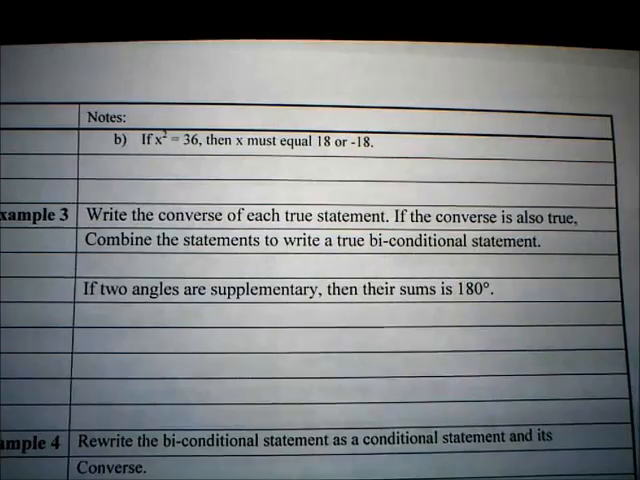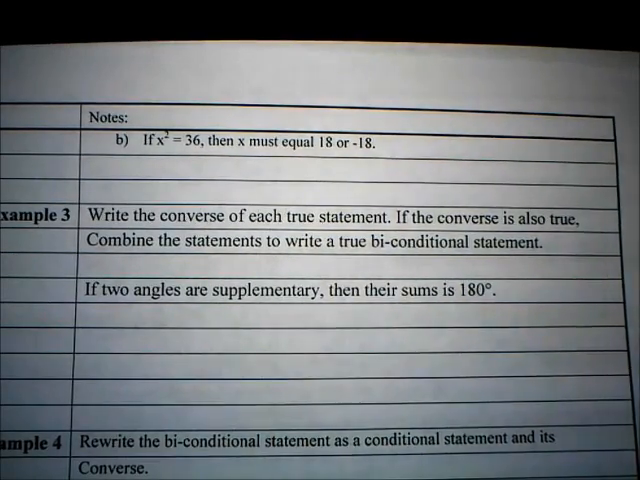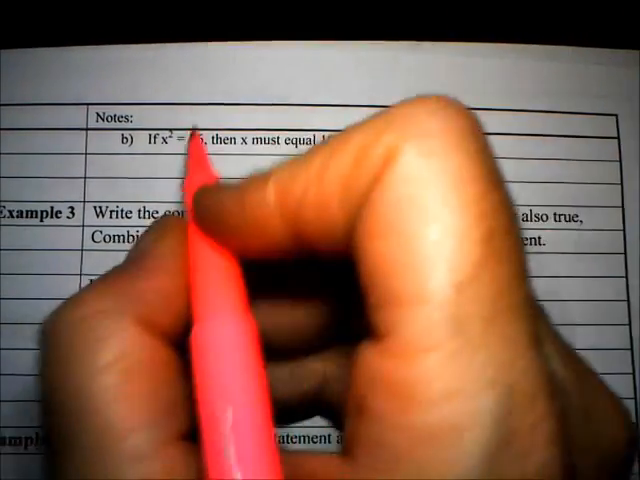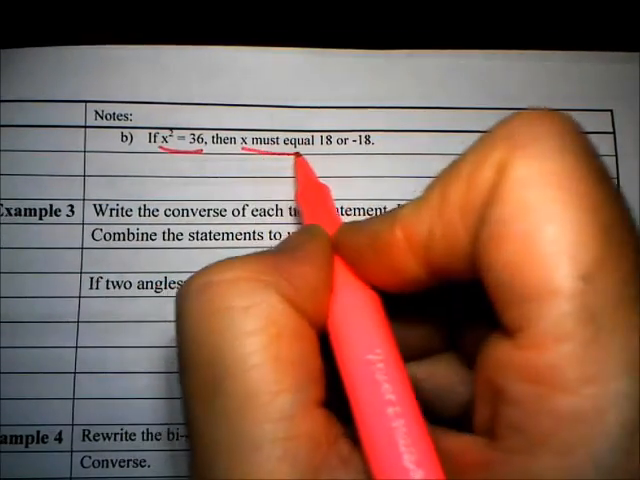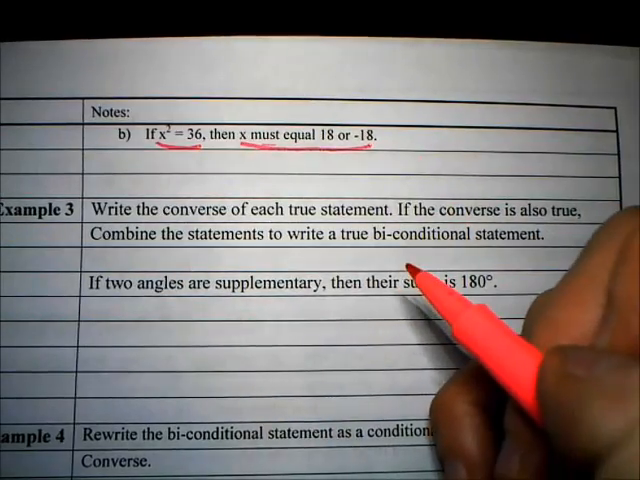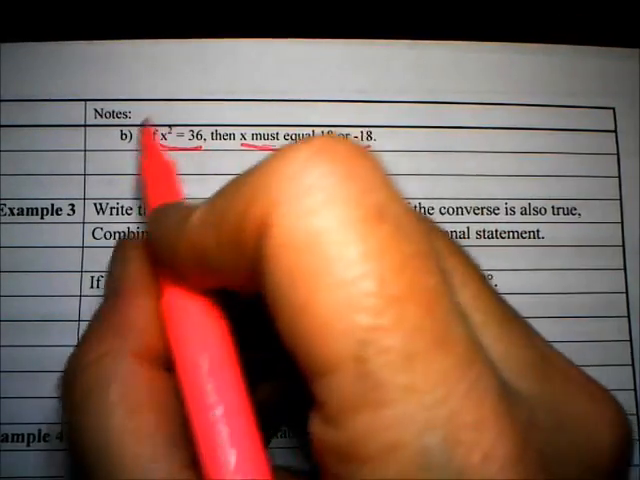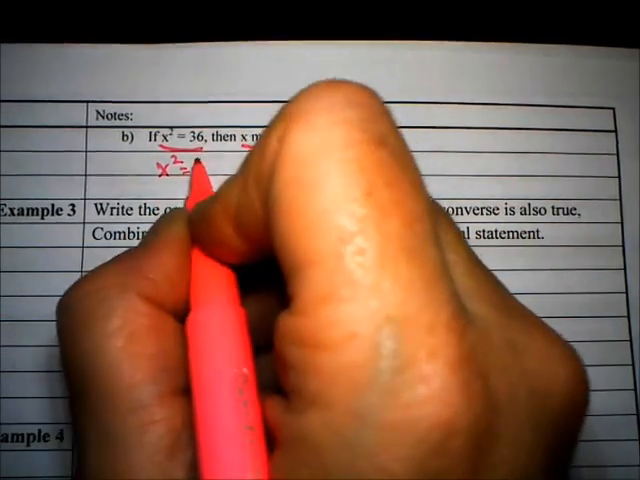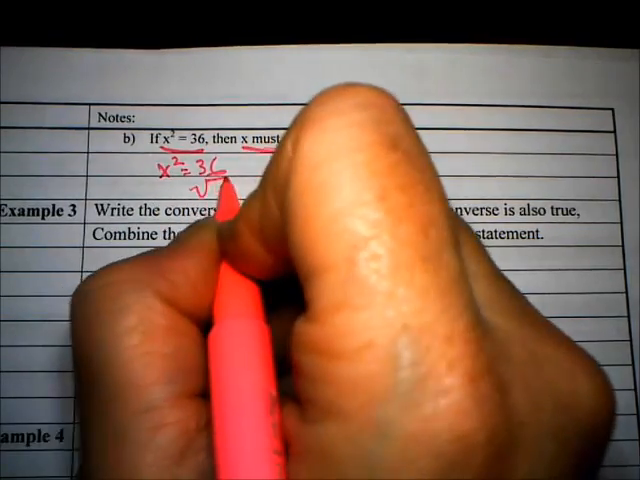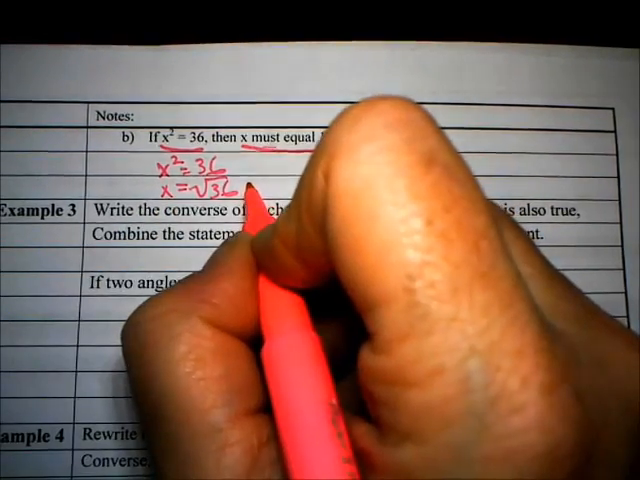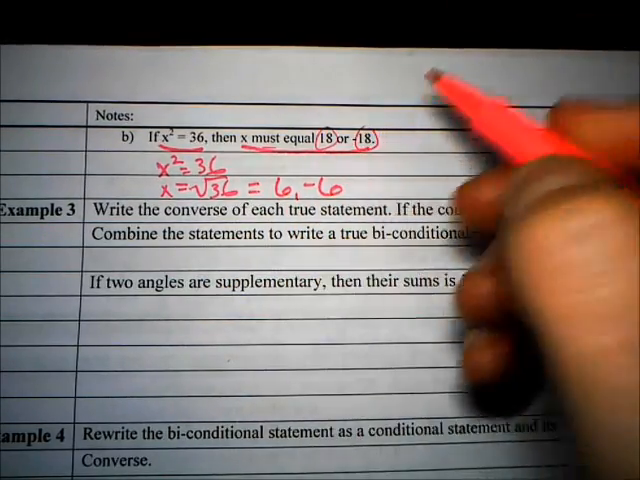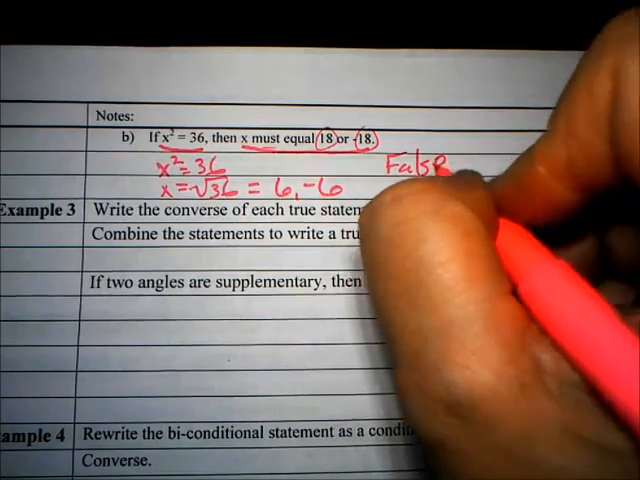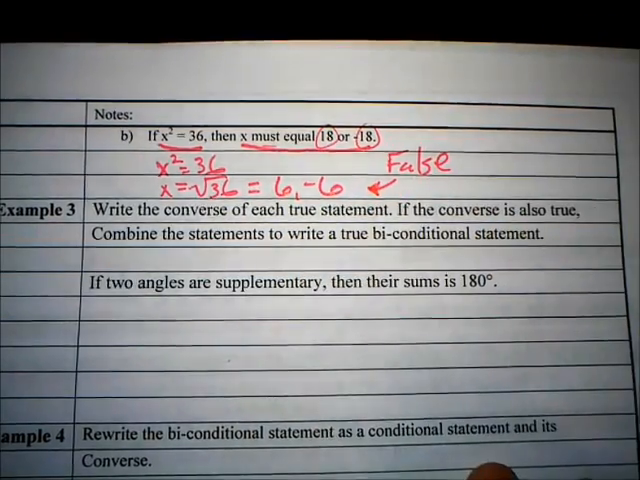Okay. If I look at B, same scenario. Is this true or false? If it's false, give the counterexample. So here's my hypothesis: x squared equals 36. The conclusion is that x equals 18 or negative 18. Well, if I look at this, x squared equals 36. To get rid of the square, I take the square root of 36. And the square root of 36 is either 6 or negative 6. It is not 18. So this is false. And this is my example.